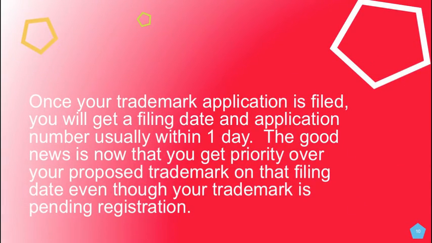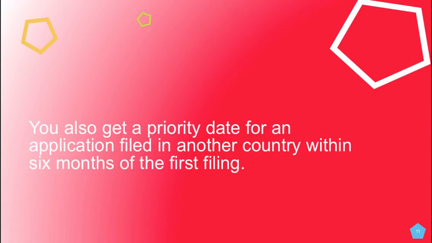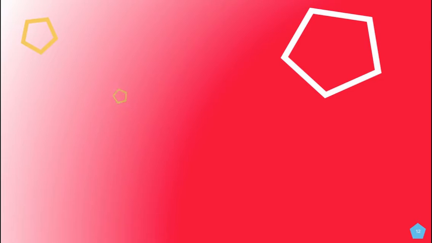Once your trademark application is filed, you will get a filing date and application number, usually within 1 day. The good news is now you get priority over your proposed trademark on that filing date, even though your trademark is pending registration. You also get a priority date for an application filed in another country within 6 months of the first filing.